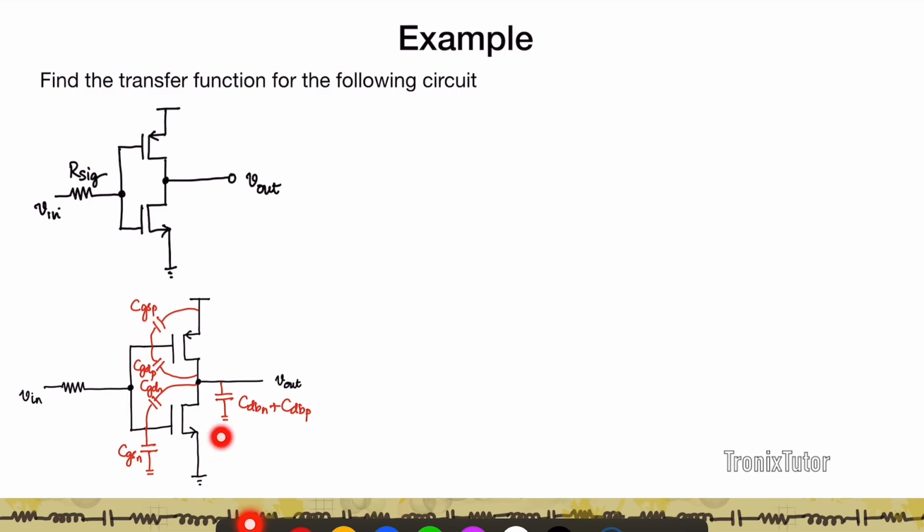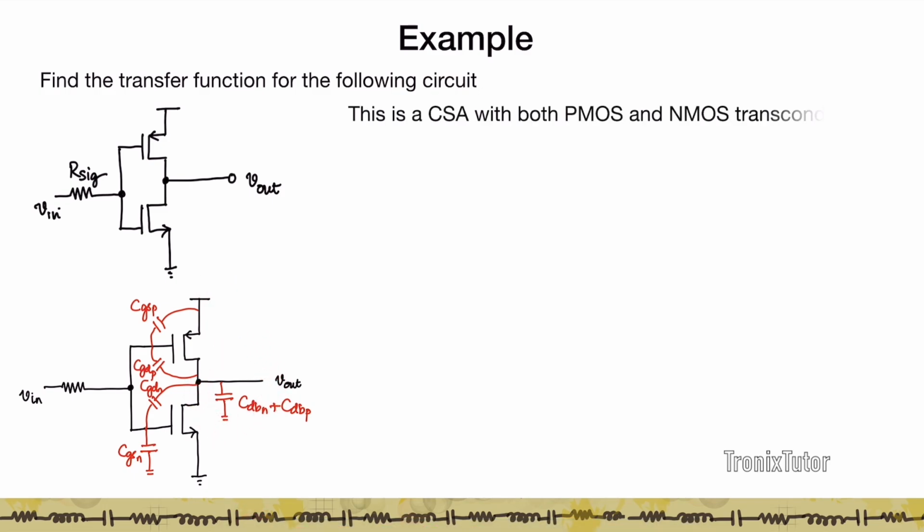If I look at the capacitors in this, I have multiple capacitors. I have CGS-N between the gate of the NMOS and ground, CGD-N between the gate and the drain of the NMOS. Similarly, I have CGD-P between the gate and the drain of the PMOS. The gate of the PMOS is connected through CGS-P to ground, and then the load is the sum of the two drain capacitances. Now, I know how to do the transfer function of a common source amplifier. So if I'm somehow able to convert this to a single transistor common source amplifier, then I can write out the transfer function easily, right?